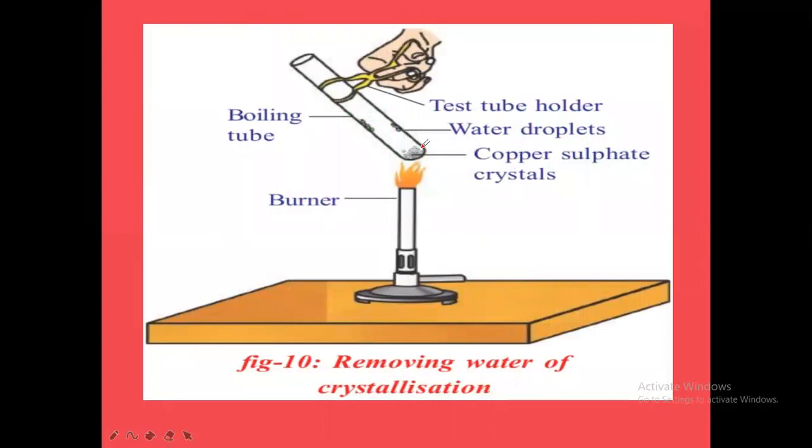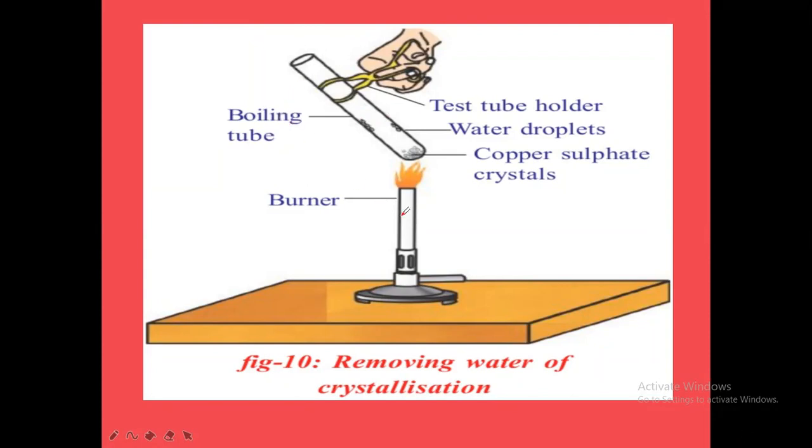Okay. On heating, what happens? Some water will be evaporated. The water will be coming out from this crystal. The water droplets we can see on the inner walls of the test tube. What we can see on the inner wall of the test tube? Water droplets. Okay. This is called a boiling tube or test tube.